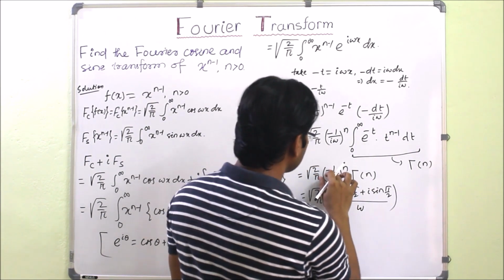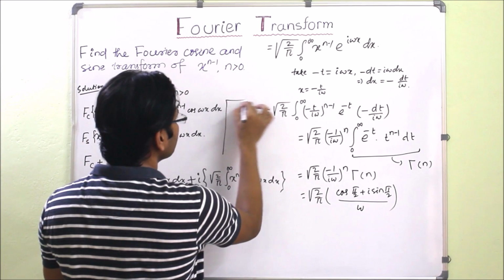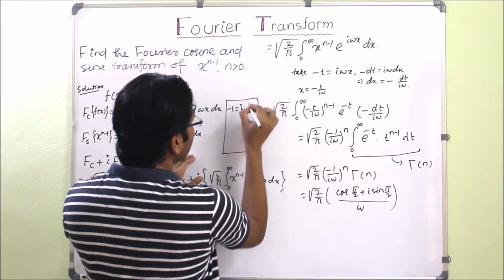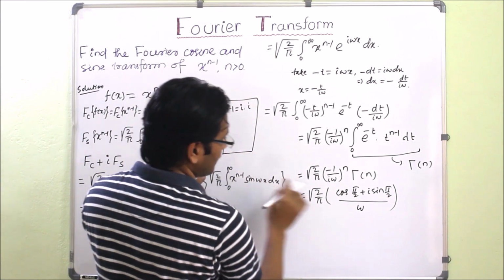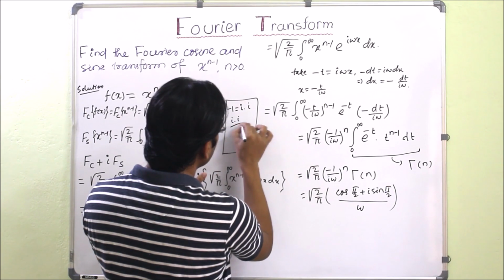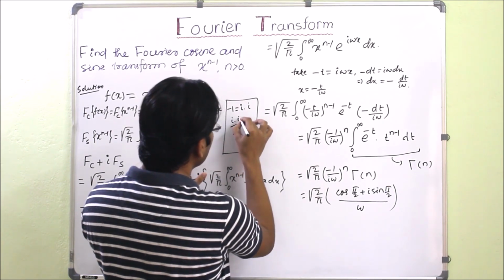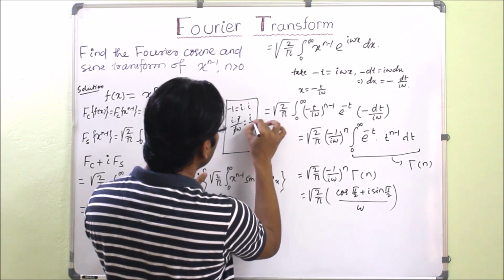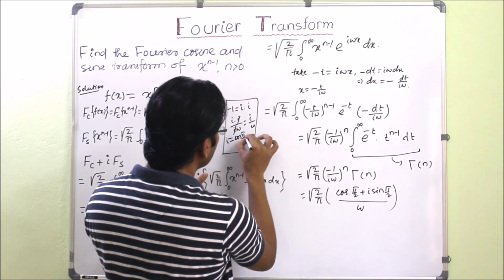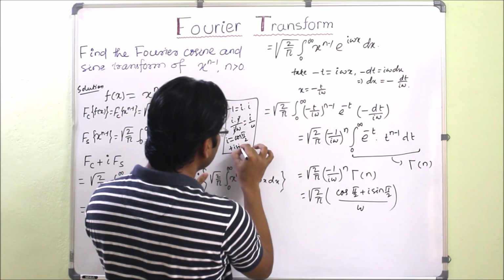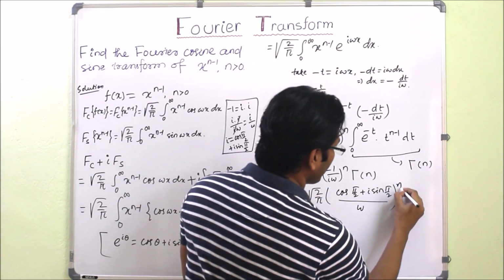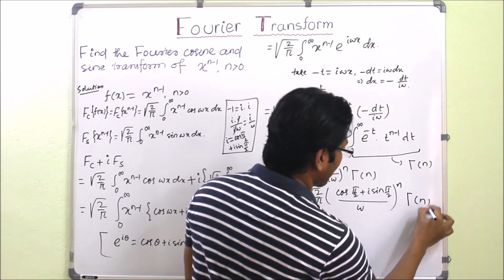So minus 1, now here I will do this. Minus 1 is what? i into i. Now below there is an i, so i into i by i omega, the i will cancel, so finally i by omega. But what is i? i equals cos pi by 2 plus i sin pi by 2. So that formula we have applied, to the power n, gamma n.